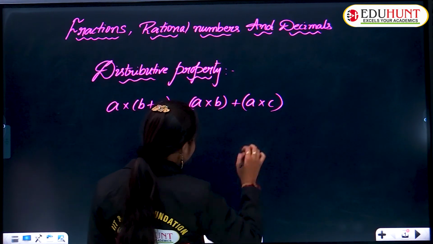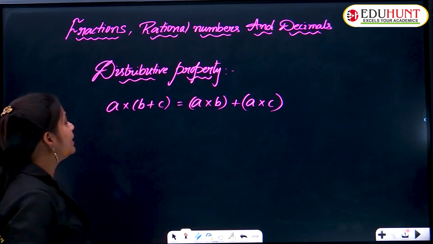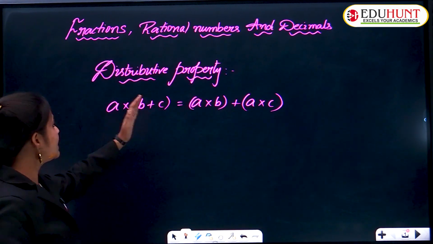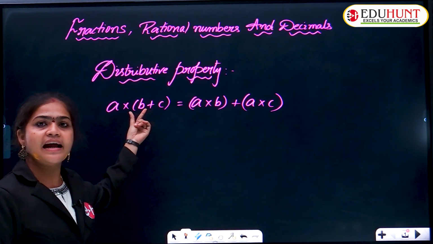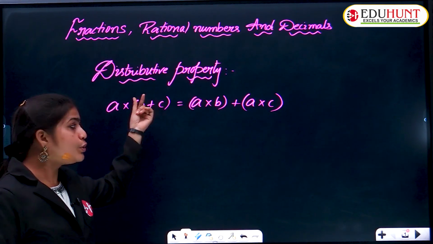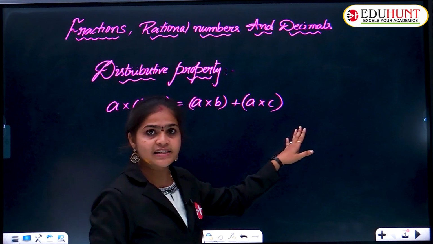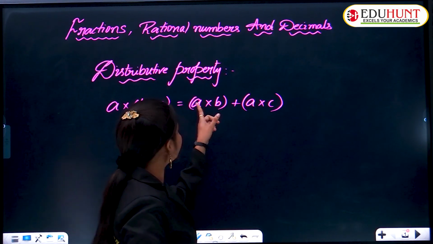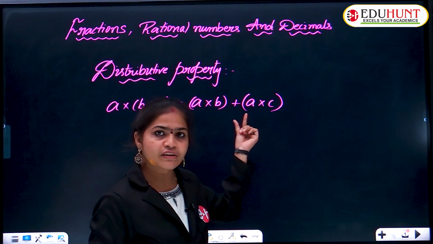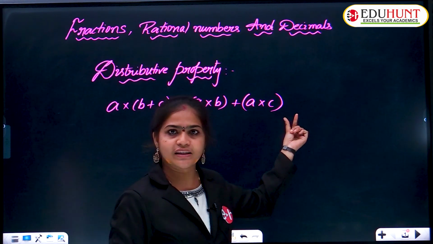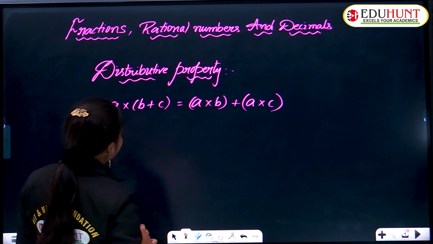Here, what can we understand from this? We can observe that A, B, C are three rational numbers. A into (B plus C): first, on the LHS we are adding the B plus C values, and to that value we are multiplying with A. But on the RHS, what we observe is A into B plus A into C, individual multiplication with B and individual multiplication with C. Now see, A into (B plus C) is equal to A into B plus A into C.